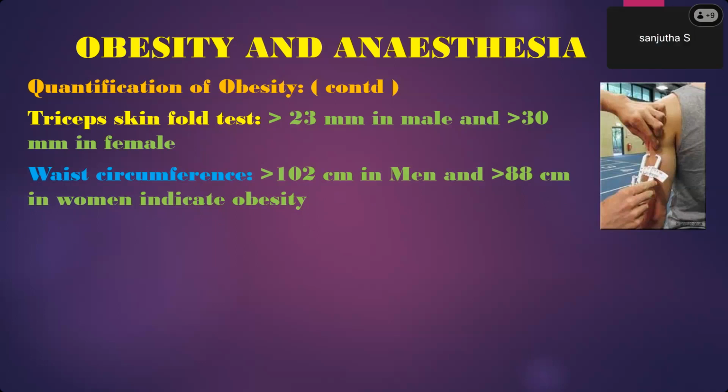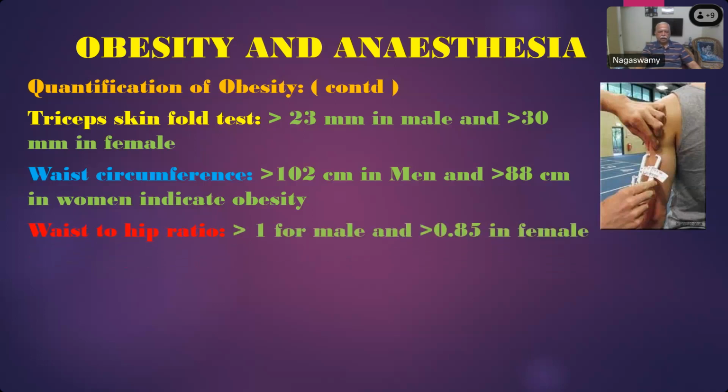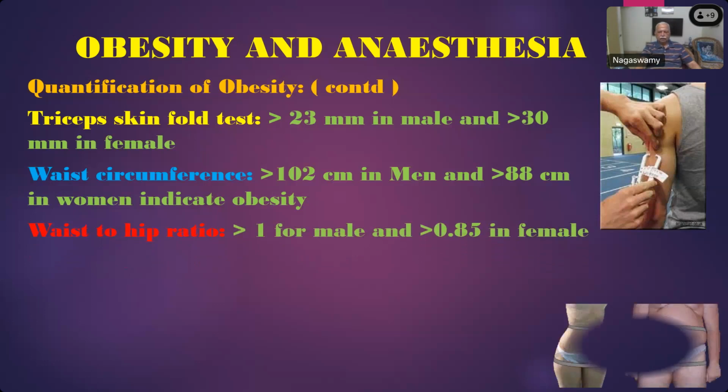So if you measure your abdomen and it is more than 88 in females at the umbilical level, or 102 in men, then it is also included under obesity. And then you have to measure this waist to hip ratio also. If it is more than 1 in males or more than 0.85 in females, that also indicates obesity. So this is how you have to measure.